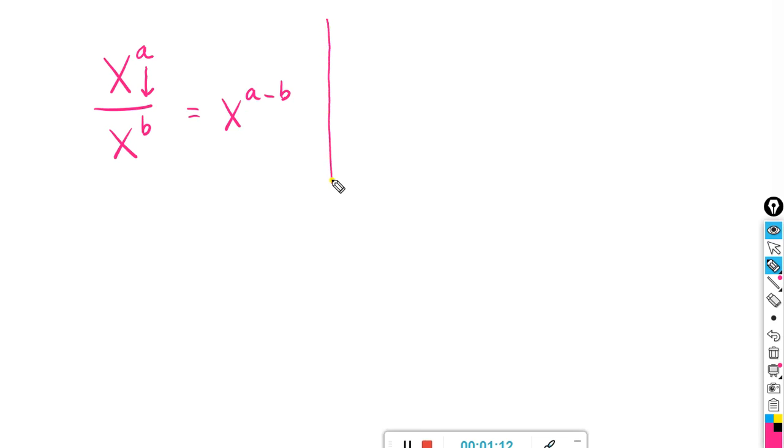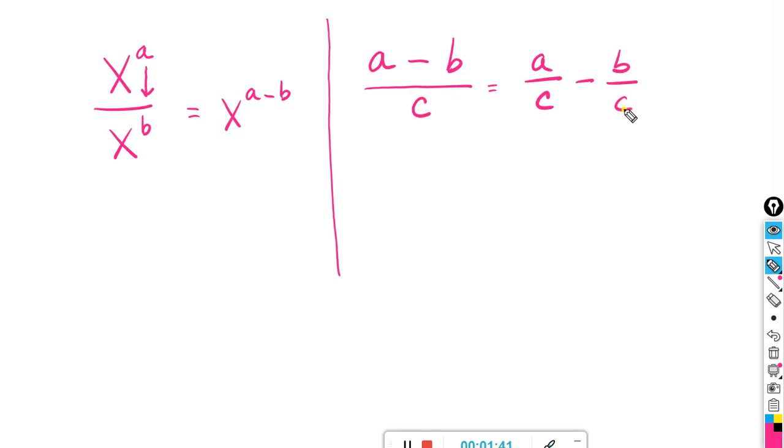The other thing you want to remember, when you have two or more numbers added or subtracted in the numerator, and those are both over a common denominator, in that case, each of these terms is over this denominator. So this is the equivalent of a over c minus b over c. All right, so both of these you want to know for this exercise.